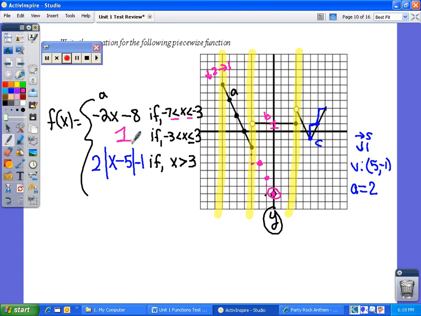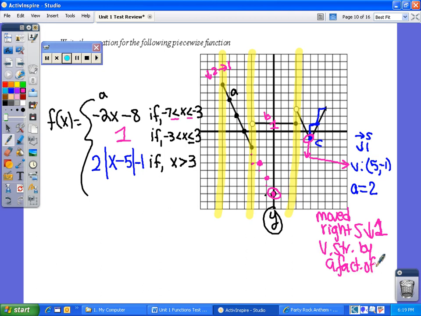Okay, the last one is an absolute value. So you know it's a V. All V graphs have a vertex. So this one has a vertex at 5, -1, which means that you moved right 5 and down 1. And this was your vertical stretch by a factor of 2. Because that was our slope on the right hand side. So here's my vertical stretch. Here's me moving right 5 and down 1.